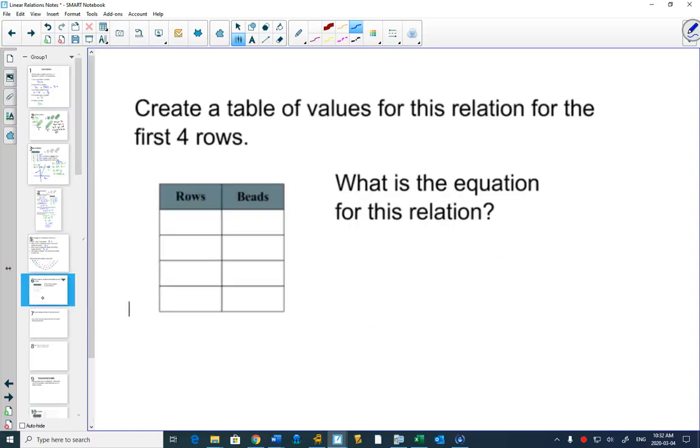I want to just change this in here. Row number and how many beads are in that row. In row number 1, the red one, how many beads were there? 7. In row number 2, the green one, how many beads were there? 12. And in row number 3, the blue one, how many beads were there? 17. And what's the pattern that we're doing each time? 5. So without drawing the fourth one, how many would there be in the fourth one?